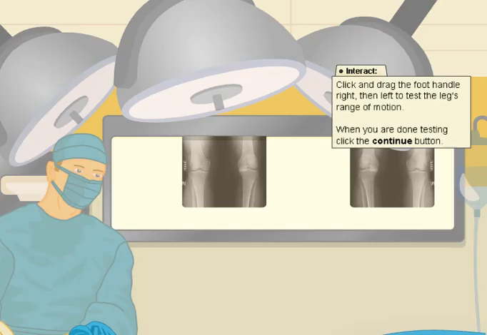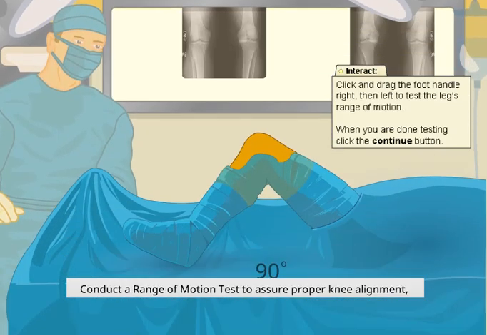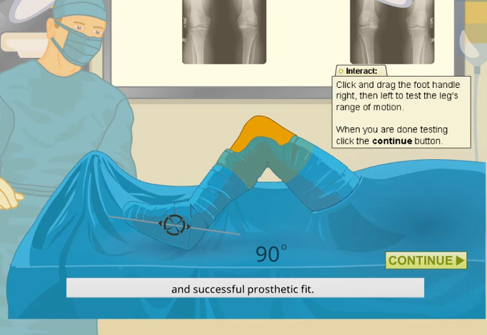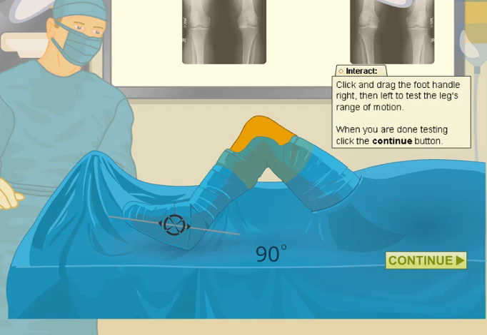Fantastic! Conduct a range of motion tests to assure proper knee alignment and successful prosthetic fit. Typically, a normal range of motion allows the leg to move from 0 to 130 degrees. How does our patient's range of motion look?